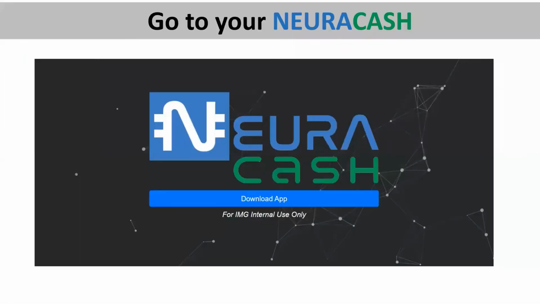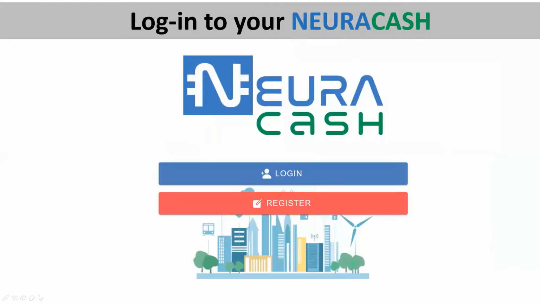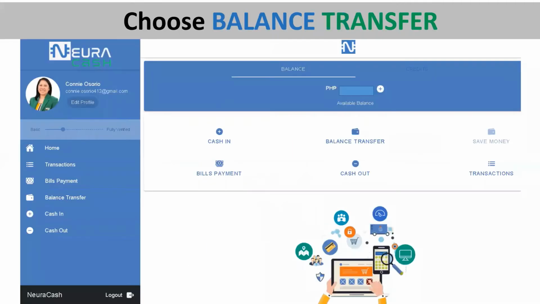So all you need to do, it's very easy, go to your Neuracash account, that download app button. When you go to that download app, you need to log into your Neuracash account, of course. And in your Neuracash dashboard or environment, you will see na enabled na po yung cash in menu and the balance transfer. So since we'll be performing balance transfer, let's hit that balance transfer menu or button.